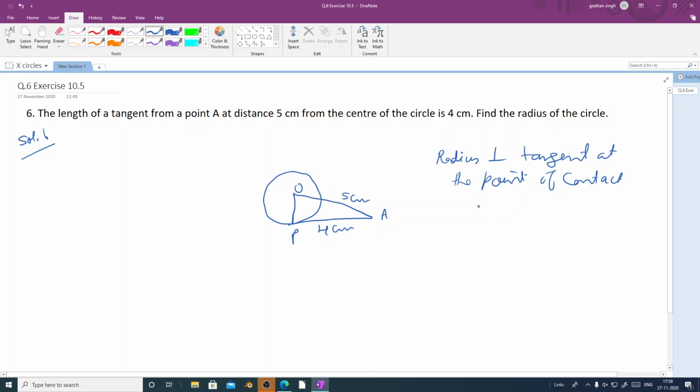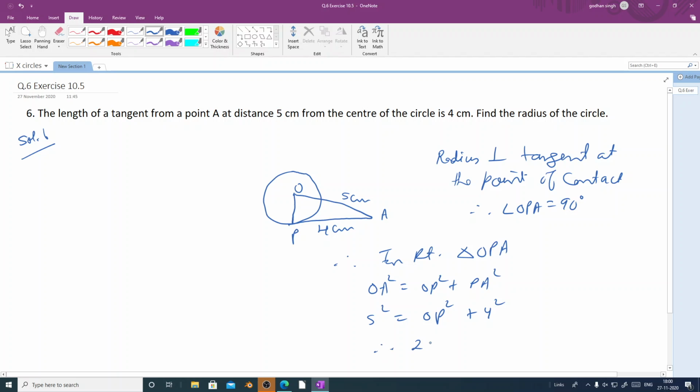So therefore we can say that angle OPA equal to 90 degree. Therefore in right triangle OPA, if we apply the Pythagoras theorem, we will get OA square is equal to OP square plus PA square, and this will give us 5 square equal to OP square, which is not known to us so we will write it as it is, plus PA is 4 square.